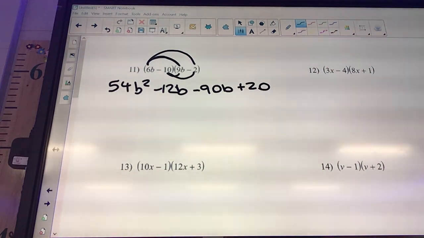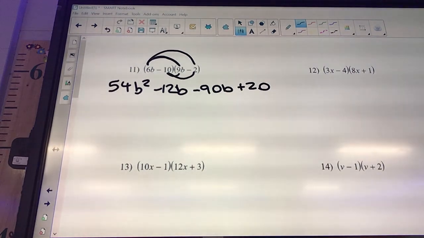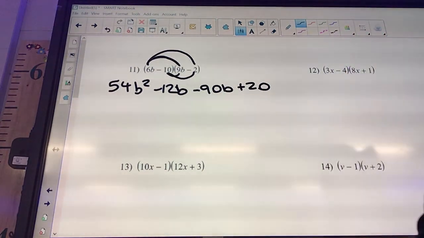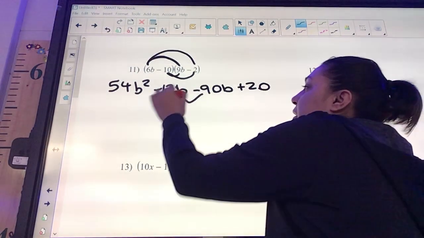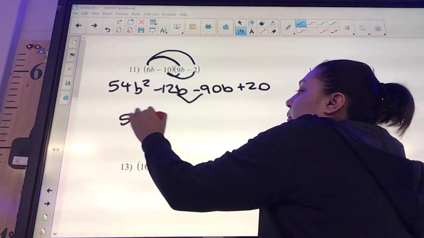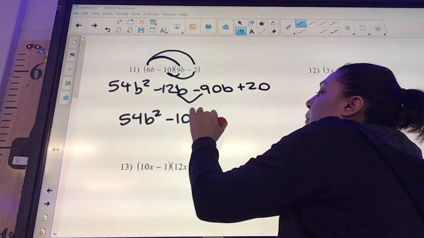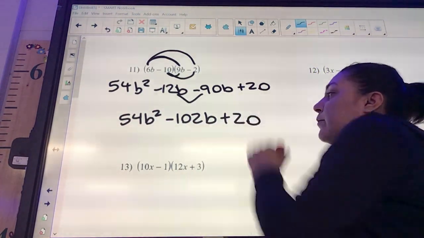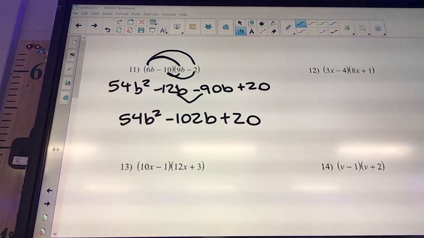Okay, and then from there we look at this and say, well, what can we combine? And in this case, what can we combine? Wait, that's not negative 12. Negative 12 and negative 90. So what is negative 12 minus 90? 102. Why can we combine those two? Because they both have a B at the top.